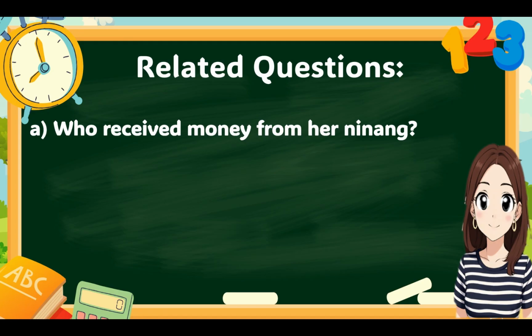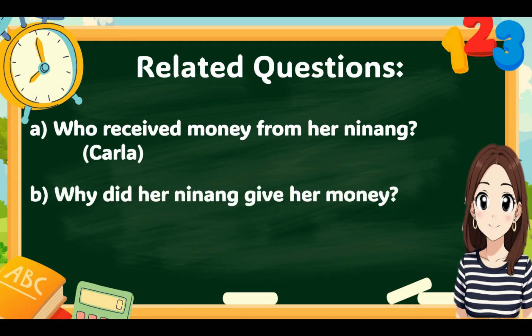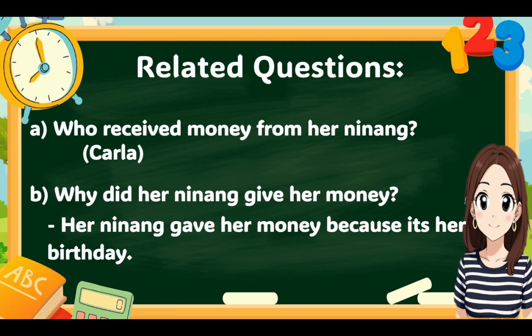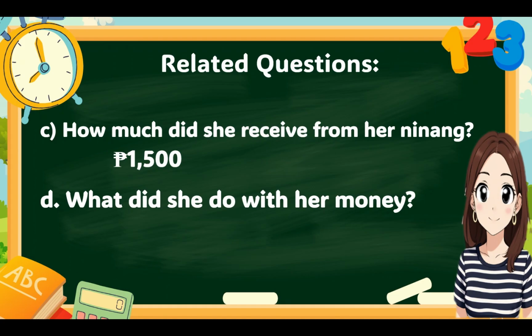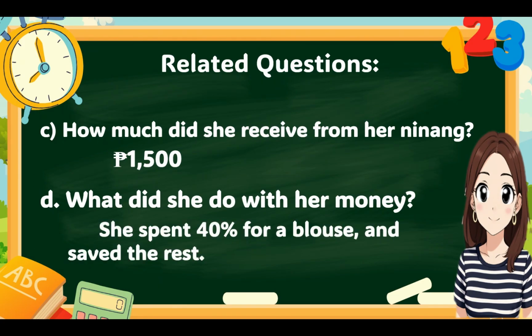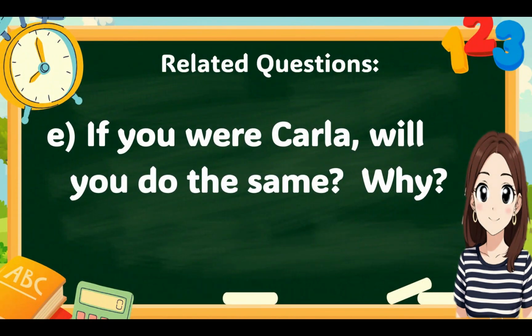First, who received money from her ninang? It's Carla. Next question, why did her ninang give her money? Her ninang gave her money because it's her birthday. Letter C, how much did she receive from her ninang? 1,500 pesos. Letter D, what did she do with her money? She spent 40% for a blouse and saved the rest. Meaning, out of 1,500, 40% of it was spent for a blouse. And she saved the rest, meaning she put it in her savings. Now, last question. If you were Carla, will you do the same? Why?